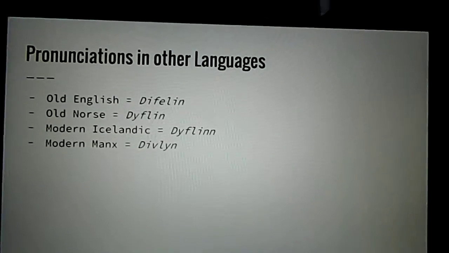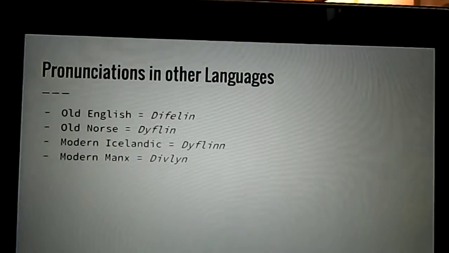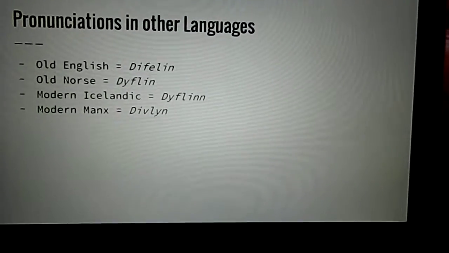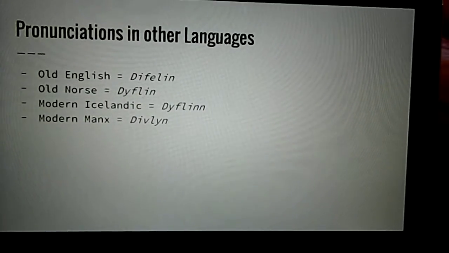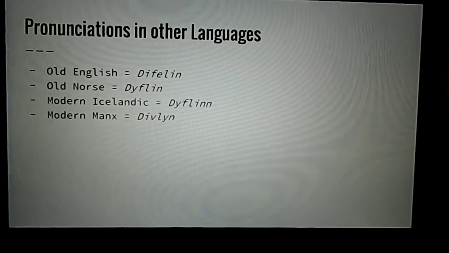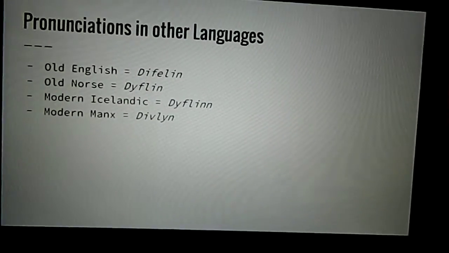So Dublin is pronounced differently in other languages. In Old English, it's pronounced Difflin. In Old Norse, it's Difflin. In modern Icelandic, it's Difflin with two N's, and in modern Manx, it's Divlin with a V instead of an F.